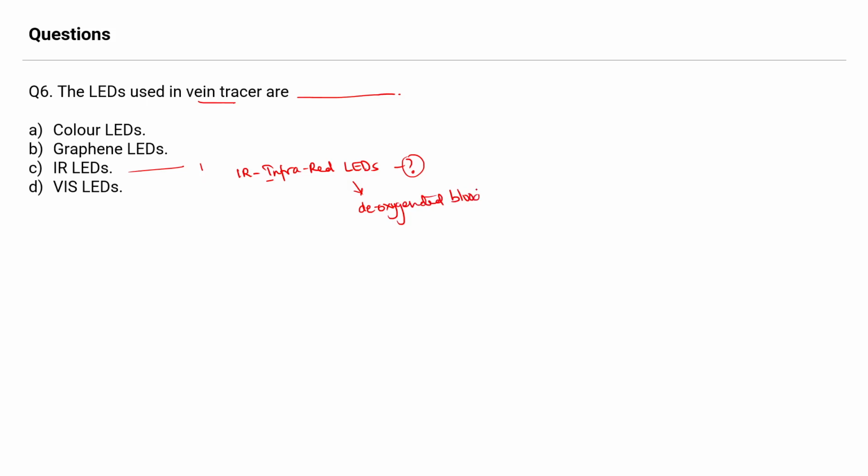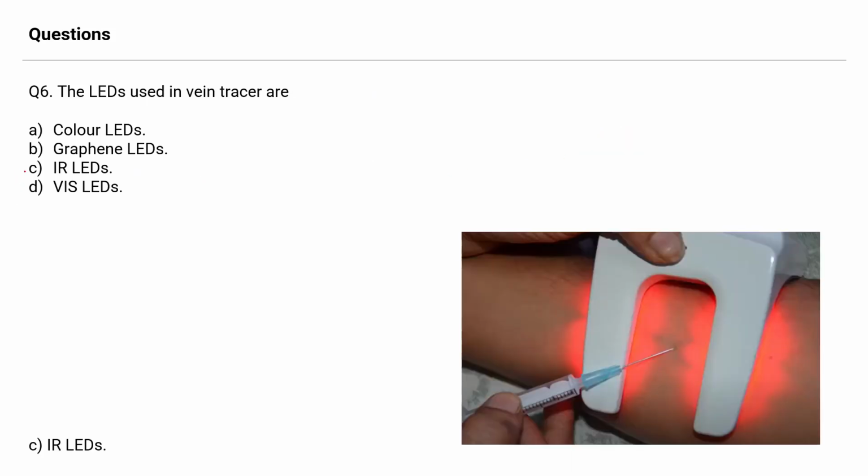So the infrared rays were highlighting the deoxygenated blood, and it could be seen as a black line. The vein appears in black color. All right. So ma'am is very correct in her response. The correct answer is IR LEDs. As you can see, these are the red lights, and these are the dark veins which are being highlighted. This is how it helps in identifying the veins which need to be utilized for the extraction process. So thank you once again.